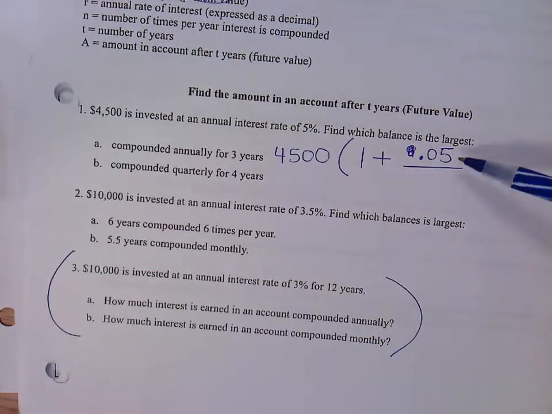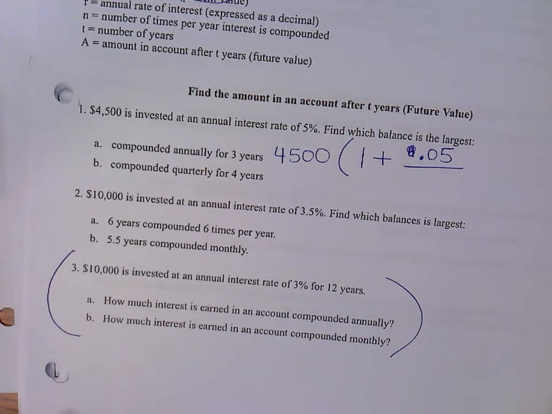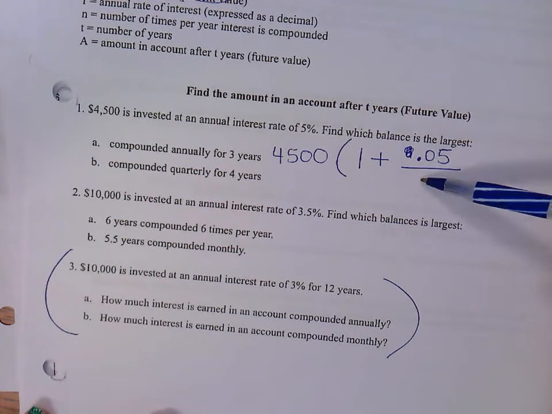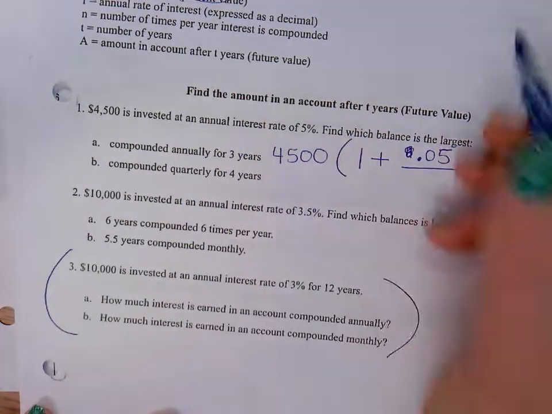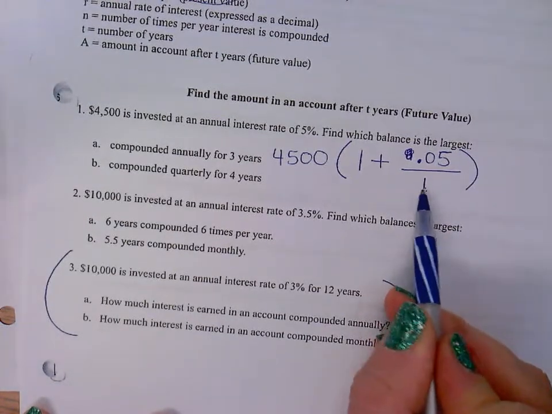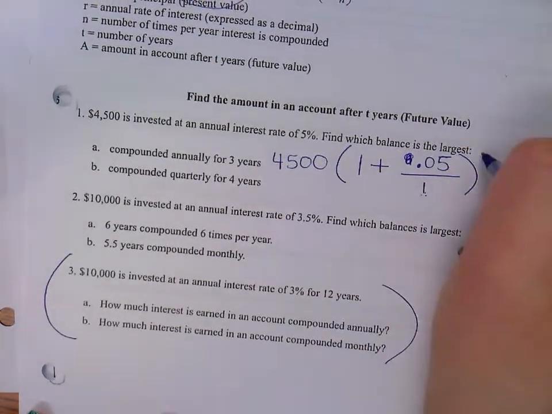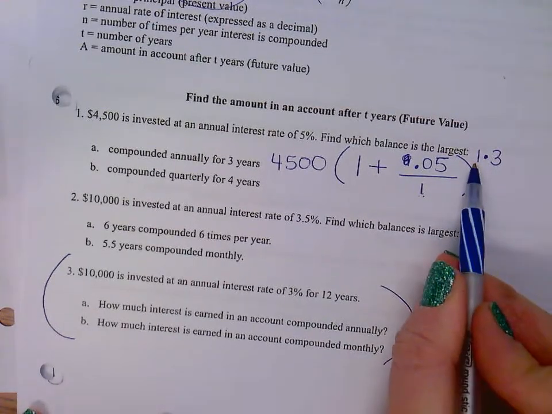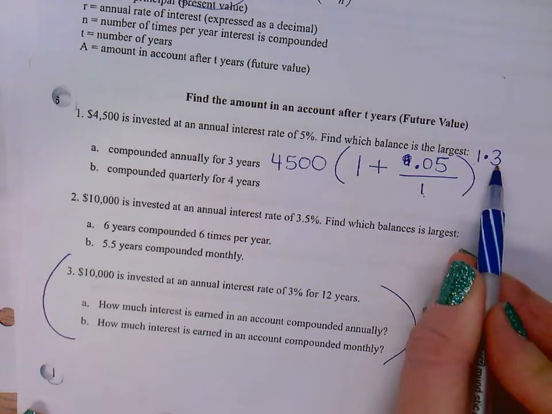The reason that on that video they put a 1 here is that 1 was 100% interest, right? Now I only have 0.05, 5% interest. I'm doing it annually, so I only get to compound 1 time each year, and then I would have 1 times 3 up in the exponent. 1 time per year times 3 years.